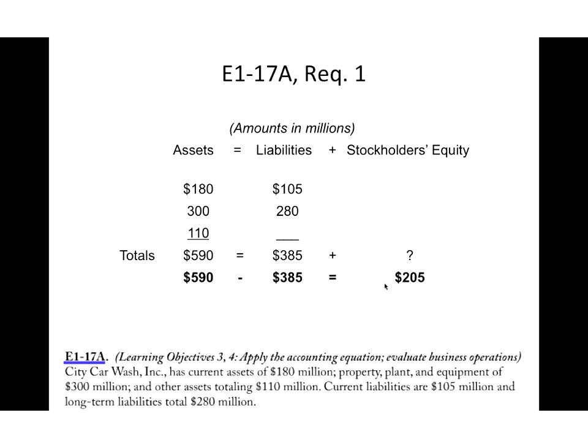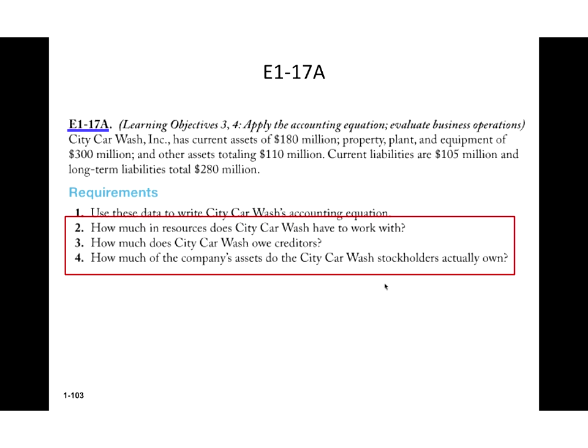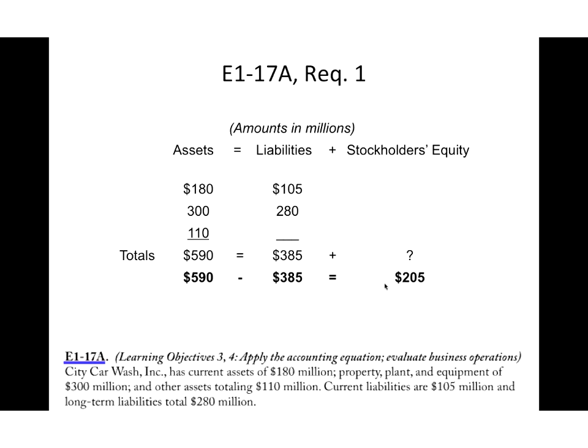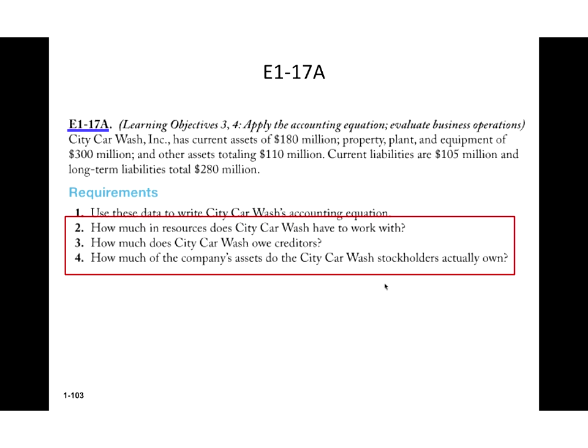Now, this problem actually had questions to answer beyond that. The first one was to use these data to write the accounting equation, and we did that. The next questions are: how much in resources does City Car Wash have to work with? How much does City Car Wash owe creditors? And how much of the company assets do the stockholders actually own? For the first one, resources are 590. Total assets are the answer for how much in resources.